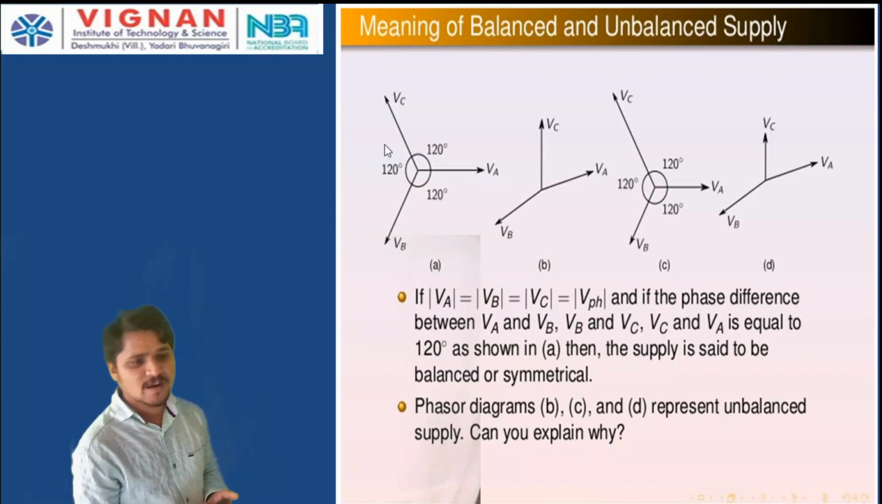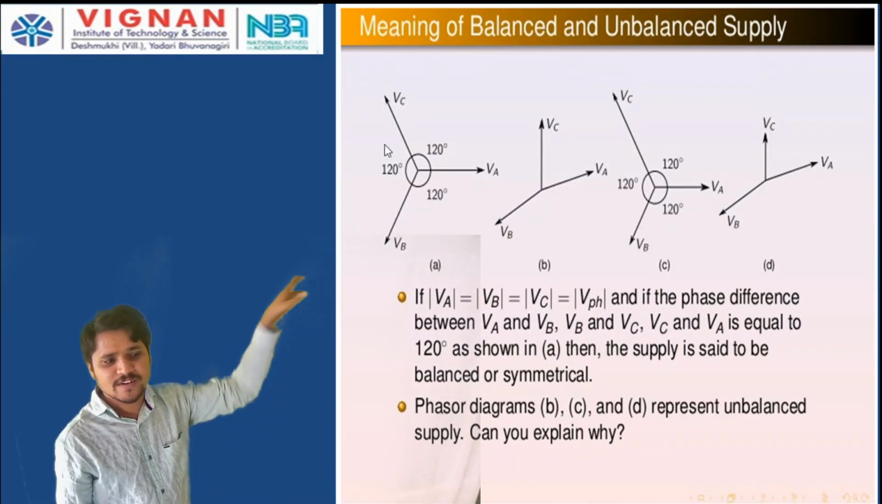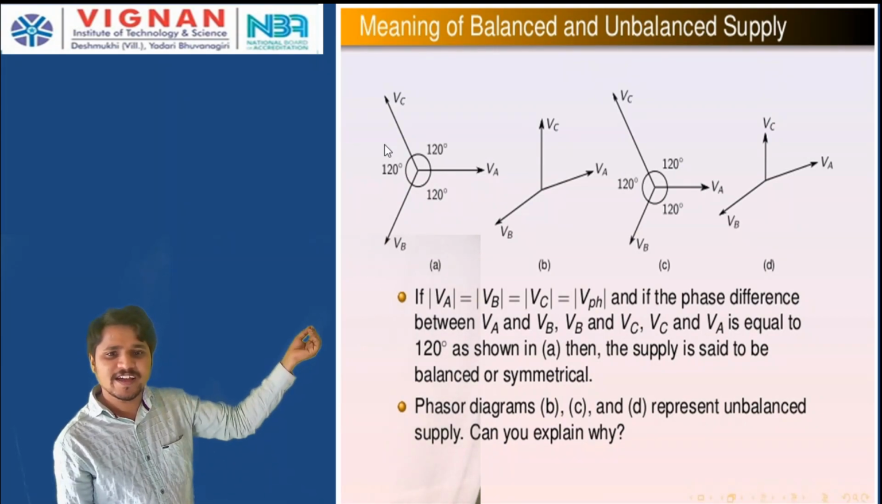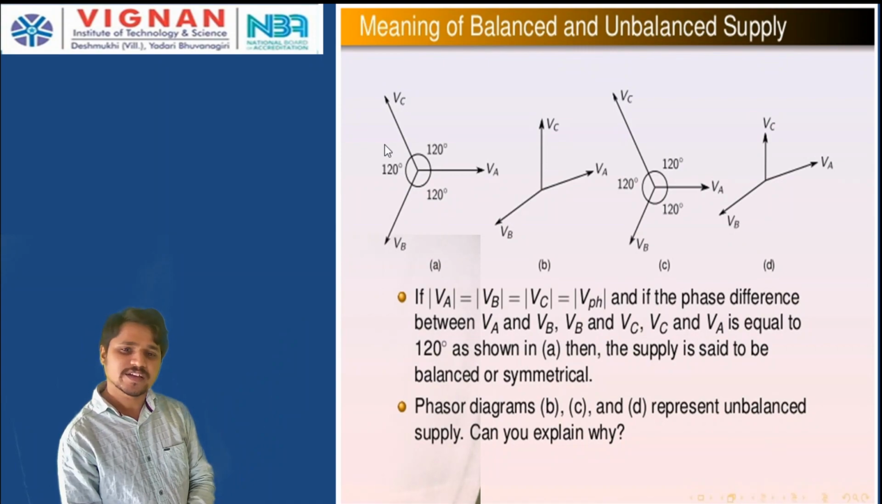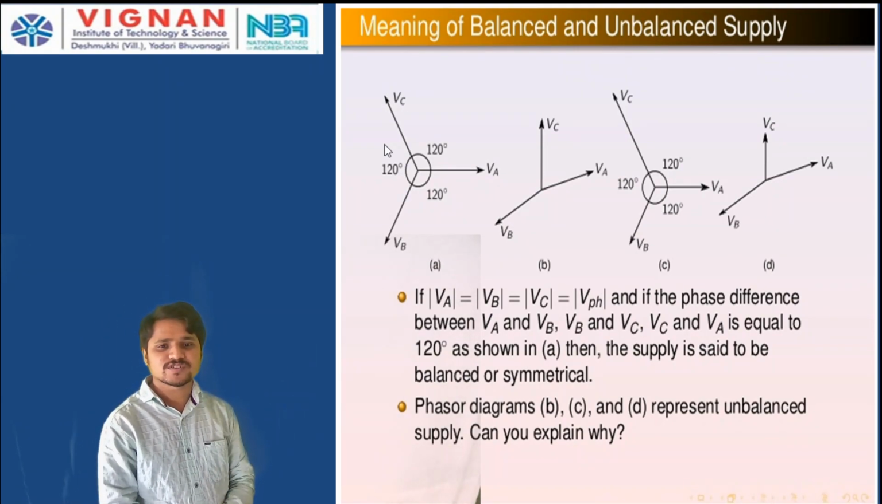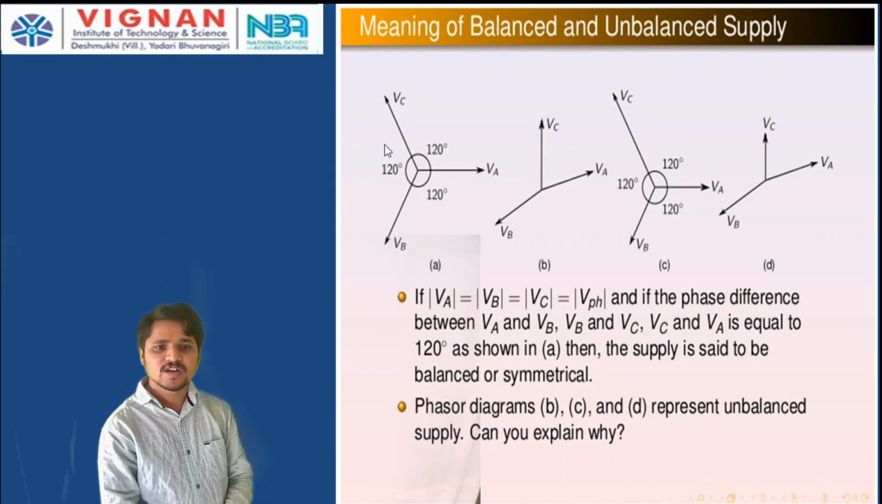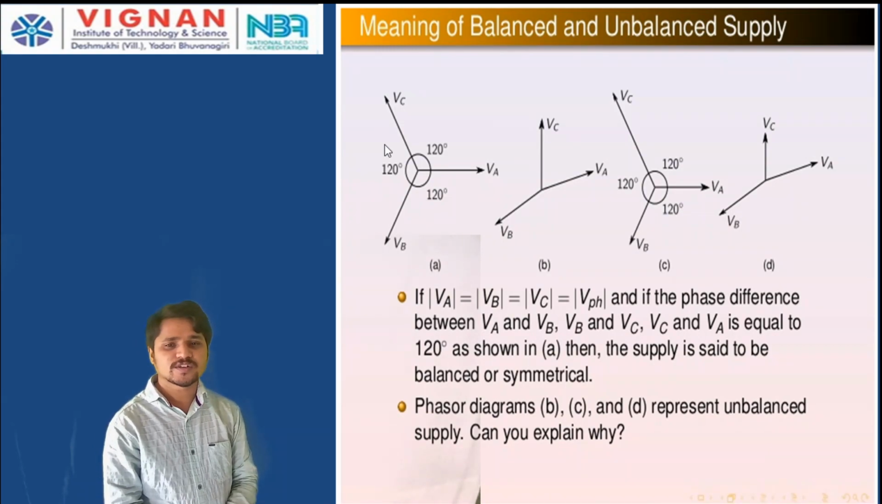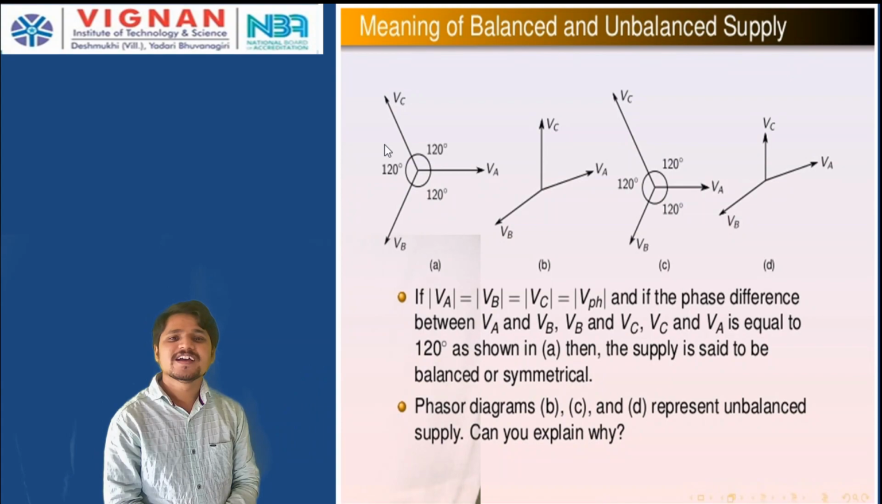So let us see the example of this figure. Now first see figure A. So VA, VB, VC: the length of the VA vector and the VB and VC vectors is equal. This means the magnitude is the same. And the phase displacement is 120 degrees, 120 degrees, 120 degrees. That is, VA to VB 120, VB to VC 120, VC to VA 120 degrees. Then this figure represents a balanced system.